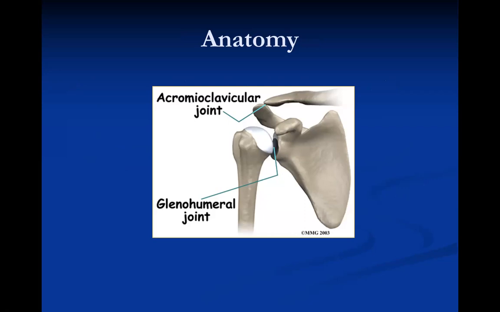By way of anatomy, the shoulder actually has several joints. We see here the ball and socket joint, the glenohumeral joint, and the acromioclavicular joint. That's the end of the collarbone on top of your shoulder. And we also think of a third joint between the scapula, the shoulder blade, and the thorax in the back.